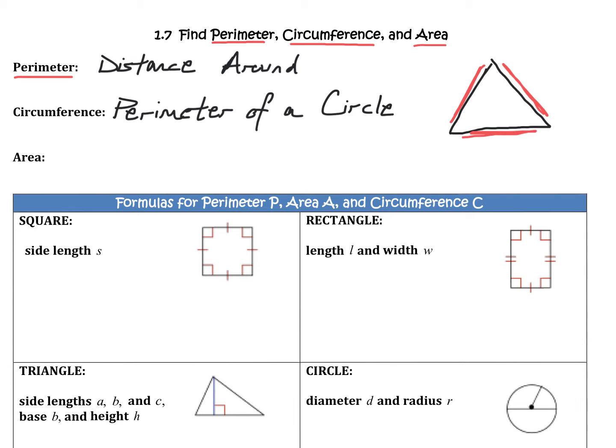Which brings us to our last term, area, which is defined as the space enclosed or inside of my perimeter. So with that triangle on the right, we said the perimeter is the total or sum of the red sides. The area would be all the space inside my figure.